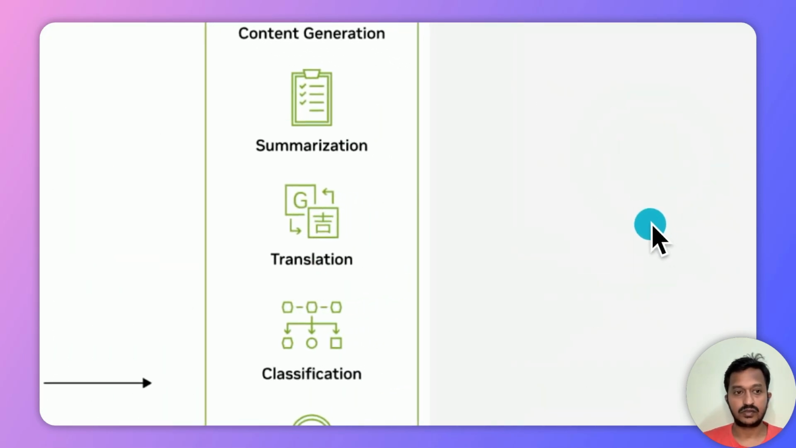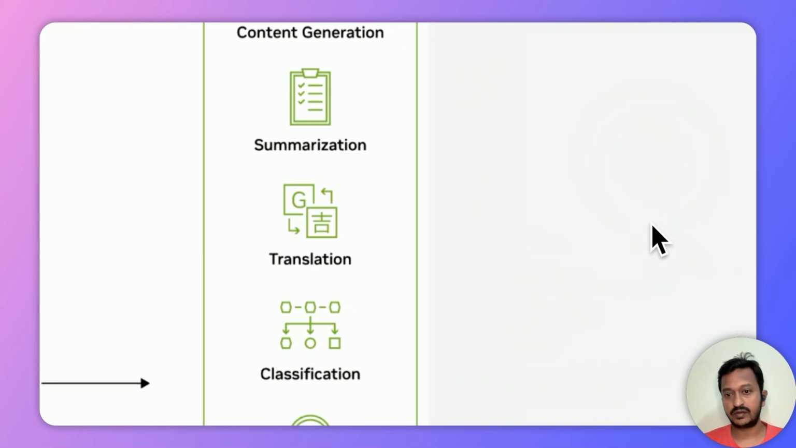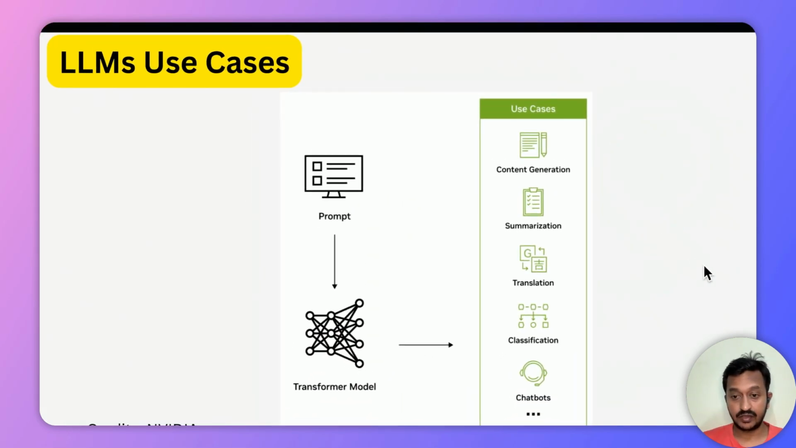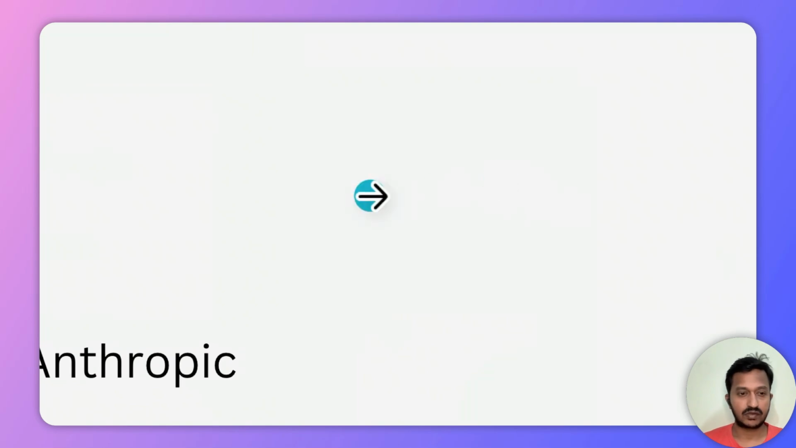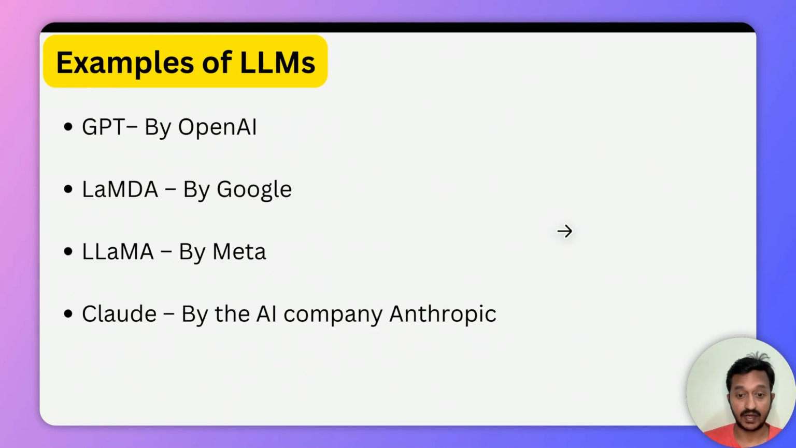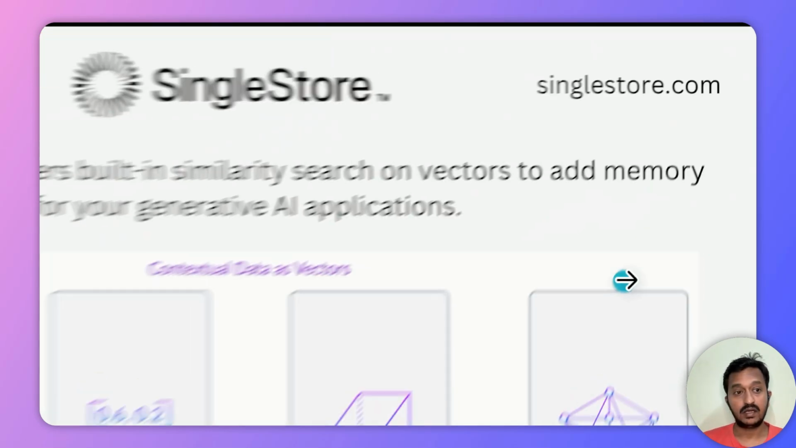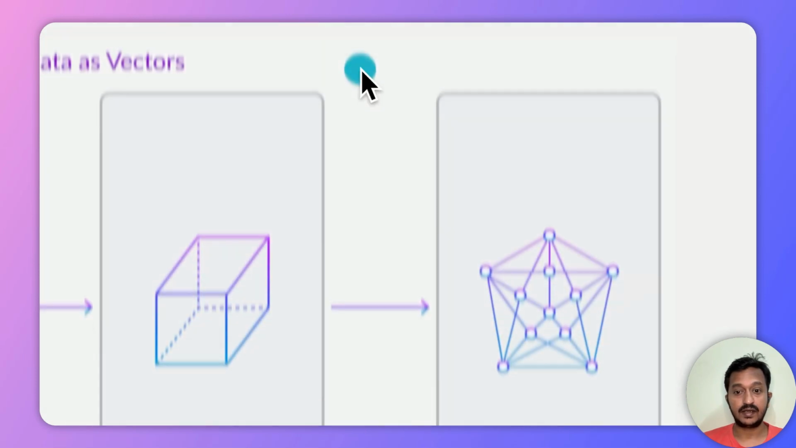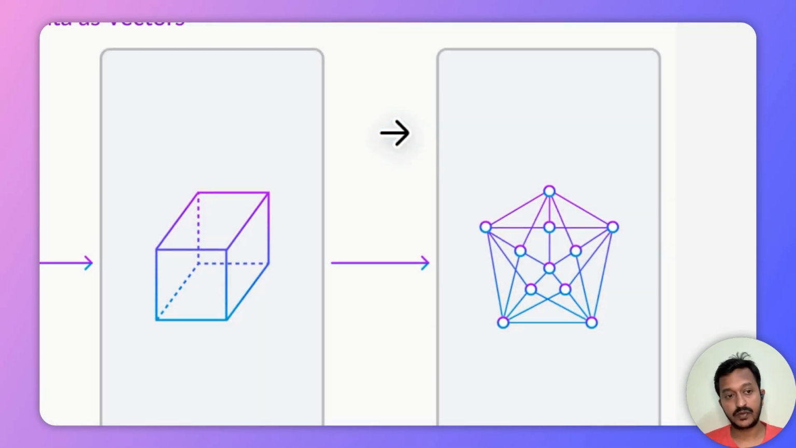You can use LLMs for content generation, summarization, translation, classification, and chatbots. Examples of LLMs are GPT by OpenAI, Lambda by Google, Llama by Meta, and Claude by Anthropic. These are some of the LLM examples, and I wanted to talk about SingleStore.